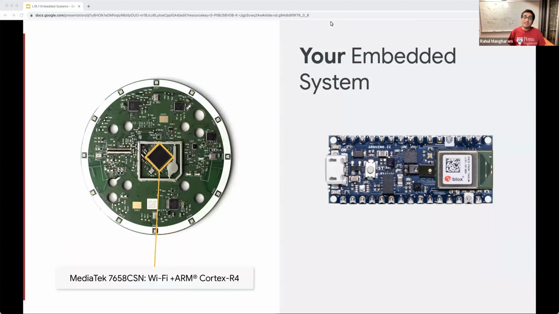And how does this compare to your embedded system? On the left-hand side is the Amazon Echo Dot PCB, and on the right-hand side is your embedded system. One of the key differences is that the Amazon Echo Dot is specialized for one particular task. It does one thing: it listens to analog input signals, processes them, and then generates some sort of output on its speakers. Your microcontroller actually has a bunch of different capabilities. It's much more general purpose.